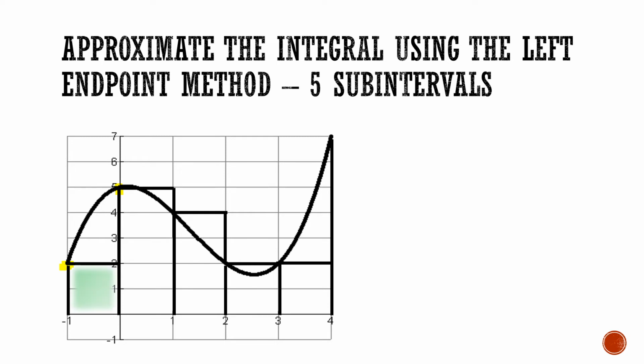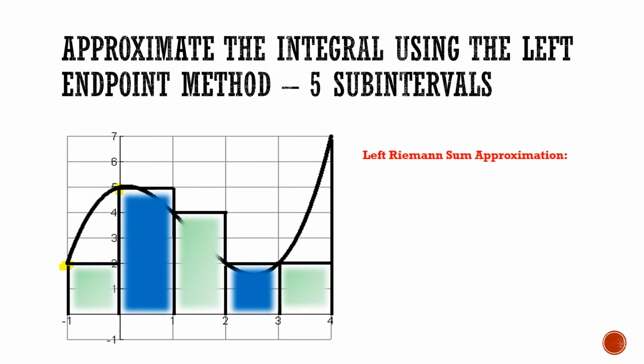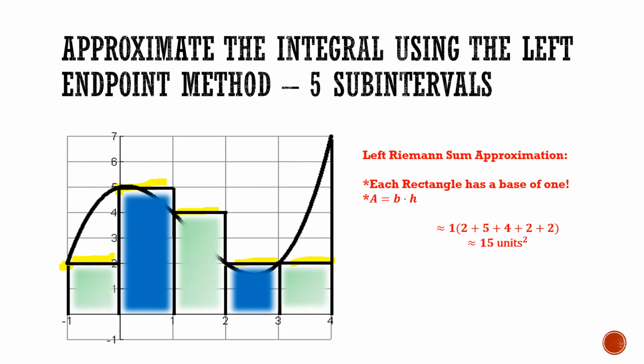Now, once I get that, again, I'm going to shade in my rectangles. And then I'm going to approximate it using my Riemann sum. Just like before, each base has a length of 1, and the area of a rectangle is base times height. So I have 1, and again, I'm writing in the shorter form. I have 1 for each one of my bases, but my heights of these rectangles are going to be 2, 5, 4, 2, and 2. And so I have 1 times 2 plus 5 plus 4 plus 2 plus 2. That approximately equals 15 units.